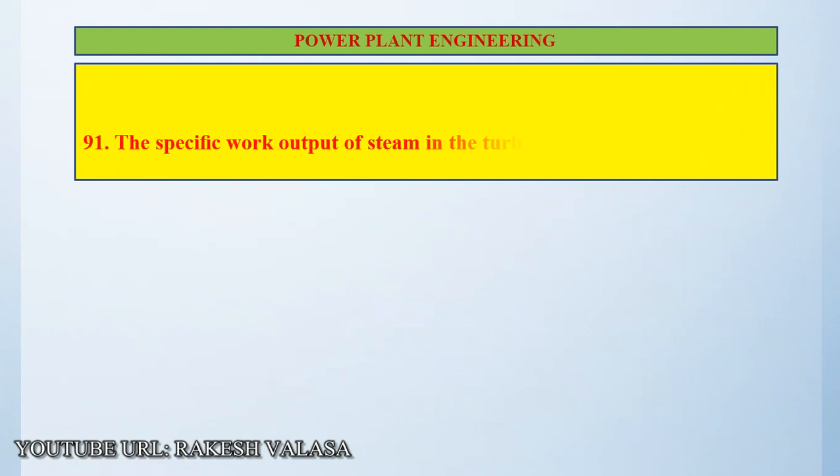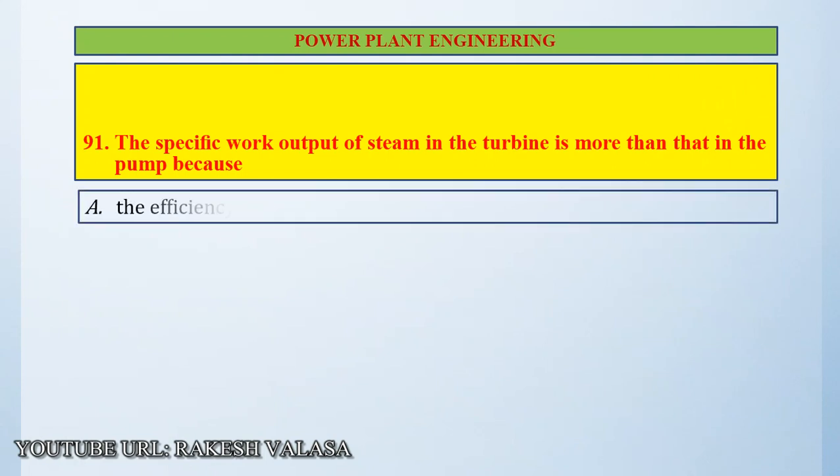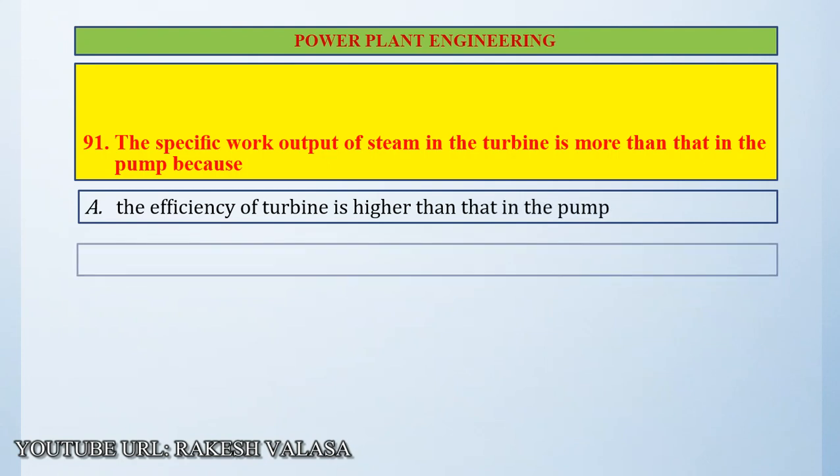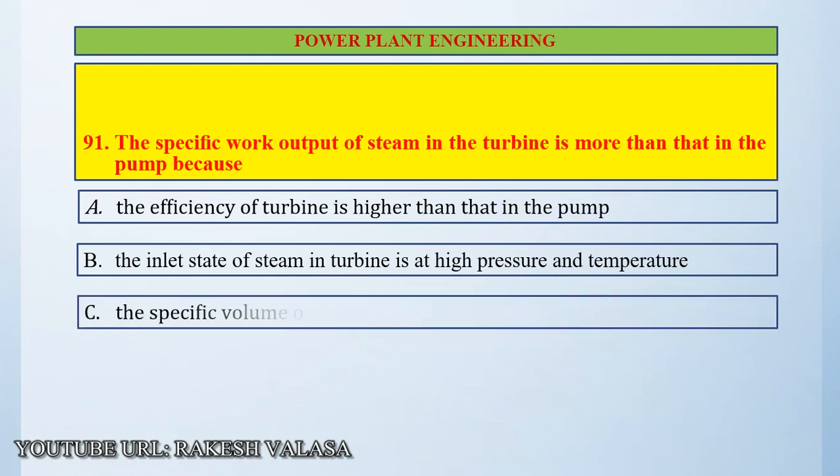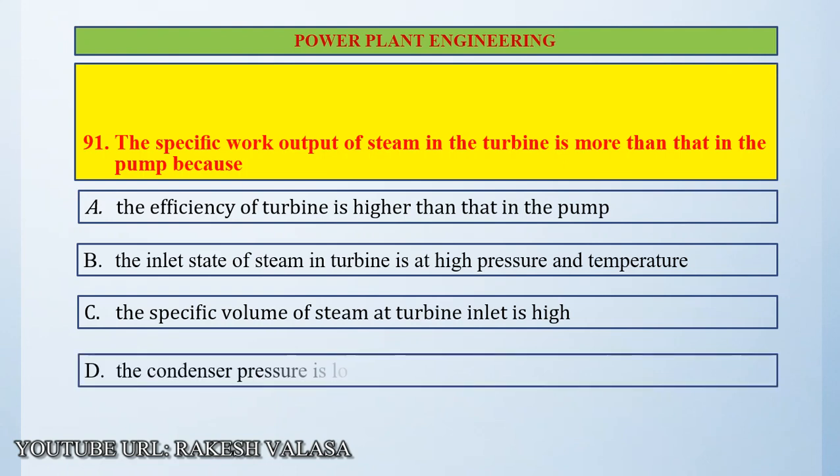Question number 91. The specific work output of steam in the turbine is more than that in the pump because option A, the efficiency of the turbine is higher than that in the pump. Option B, the inlet state of steam in turbine is at high pressure and temperature. Option C, the specific volume of steam at turbine inlet is high. Option D, the condenser pressure is low.